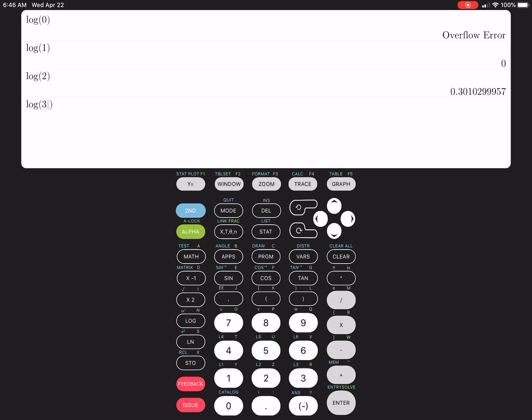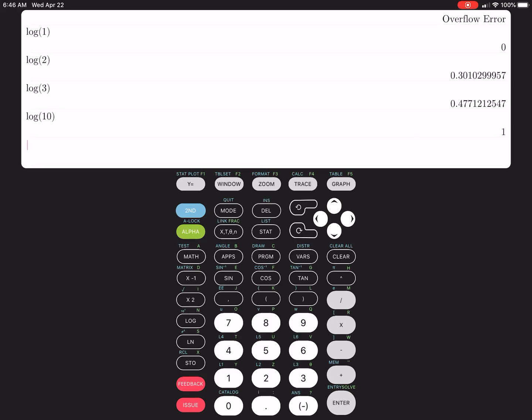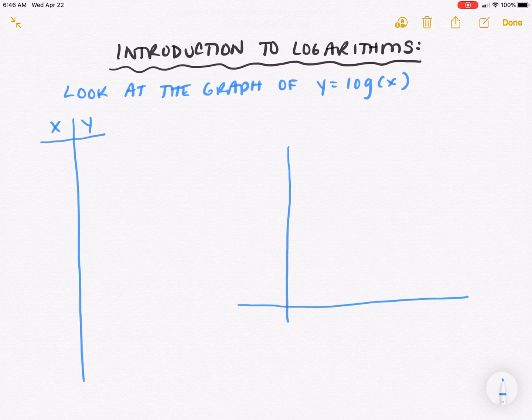If you keep plugging in more numbers, you start seeing that these numbers are really, really small. I will not actually get to a whole number 1 until I plug in 10. So it takes 10 units out on the x-axis to finally output 1. I have to plug in 100 to finally output 2. So let's go into our table and recap what we've just seen.